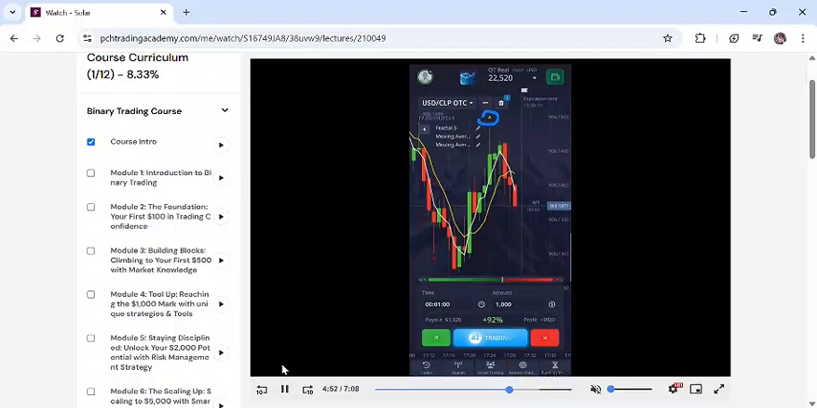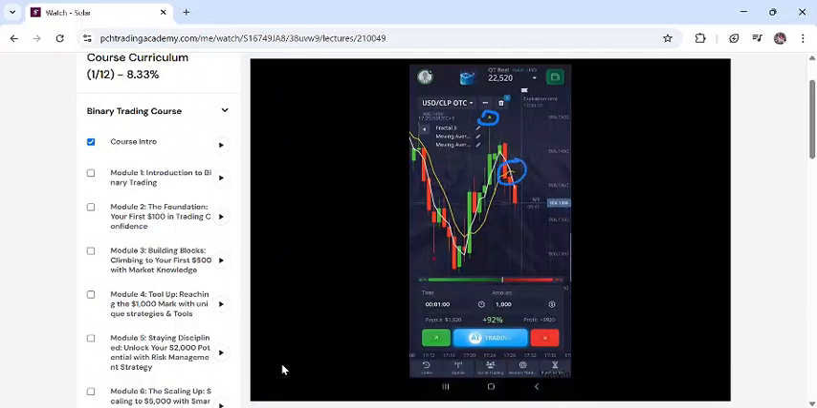So for this setup, you can see the fractal has printed at the top, and the EMA, the moving averages, have crossed each other. So we wait for this candle to close and then we enter the trade in a downward direction. It's always good to wait for your confirmation before you jump into a trade. Like in this situation, we're waiting for this candlestick to finish and then we enter the trade.